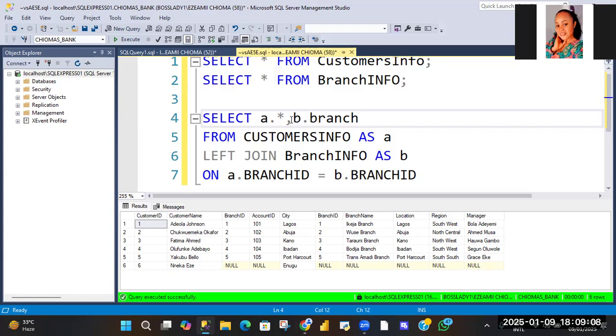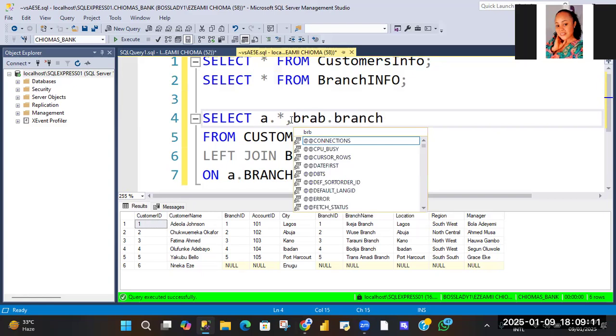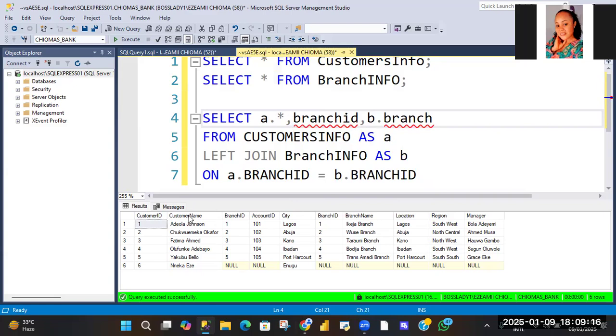But let me also include branch ID to enable us look at the data very well, okay? So branch ID. Now, because we have two branch ID columns, if I run this like this, it's going to ask me which table I am talking about. It's going to give me an error message saying ambiguous column. So I don't know where to get what you want from. All right, so it's already marked here telling you that this will not work. Which table am I getting this from?